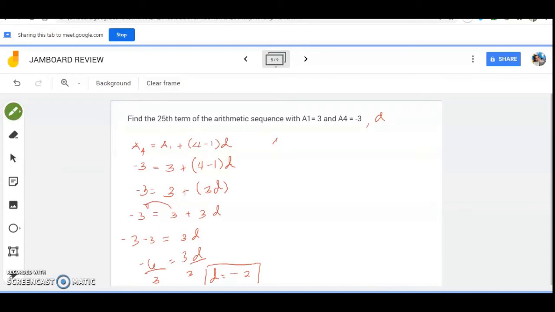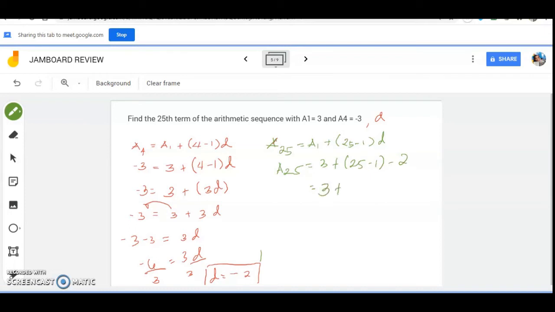And that is a sub n, or a sub 25, because that's what we are looking for. The first term plus n minus 1, or 25 minus 1 rather, so that's 25 minus 1 times d. So our a sub 25 is missing. Our first term is 3, plus 25 minus 1. The common difference, the value we calculated earlier, is negative 2.